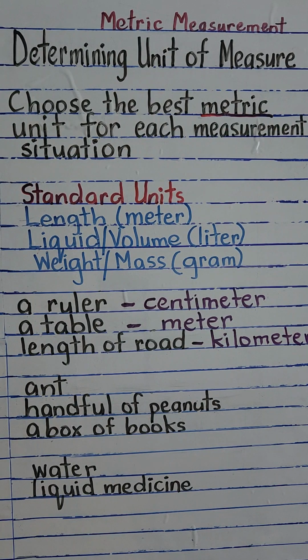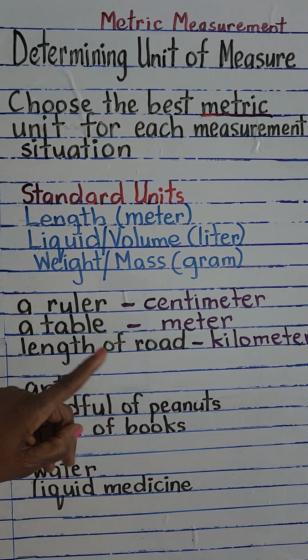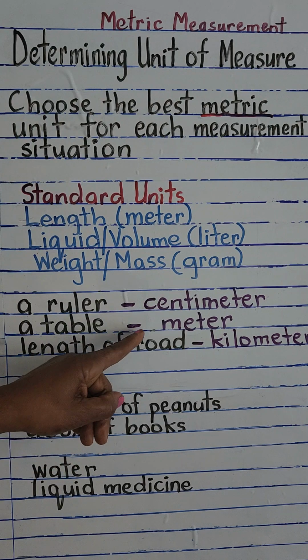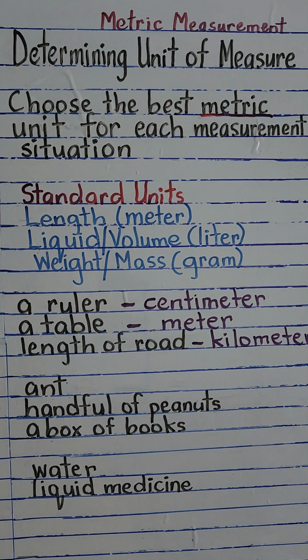So when we're thinking of centimeter, we think of a ruler. We all know what a ruler is, a 12-inch ruler. Anything larger than that, we're going to use meter. And anything that is larger than a meter, then we go to kilometer.